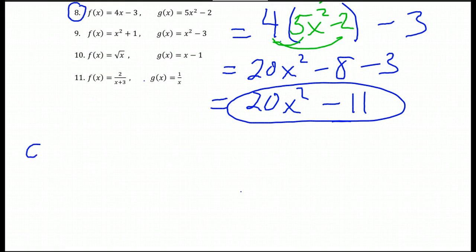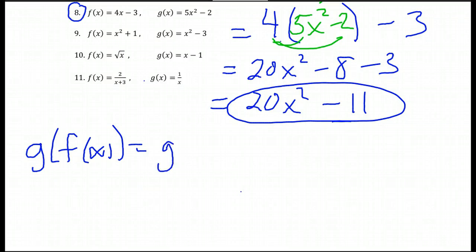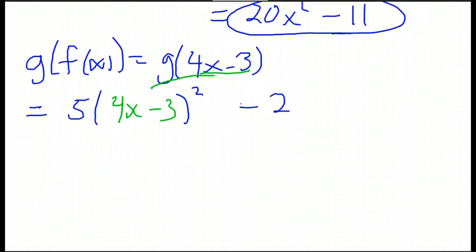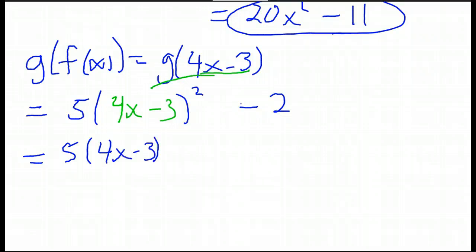Going the other way, it's going to be a little bit more work. G of f of x is 4x minus 3, so we're trying to do g of 4x minus 3. It's going to be more work because we've got to square something now. What does g do? G multiplies 5 by its input squared and then subtracts 2. Our new input for this one is 4x minus 3. So we're going to have to square the binomial 4x minus 3. To do that, write it down next to itself, multiply it by itself. We get 5 times 4x minus 3 times 4x minus 3, and then finally minus the 2.